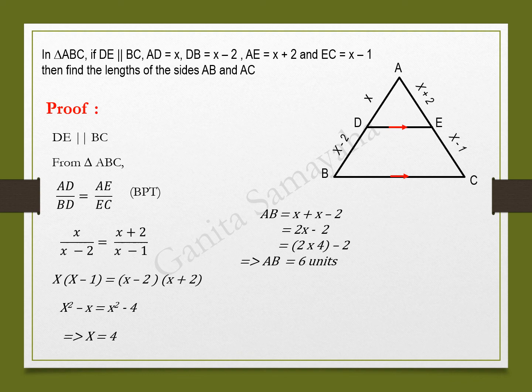Similarly, substitute for x to find AC. What is the length of AC? x plus 2 plus x minus 1, which gives us 2x plus 1. Substitute x equal to 4. You have 2 into 4 plus 1, which is 9. So we have AC equal to 9 units. So this is how we do the problems by using BPT.